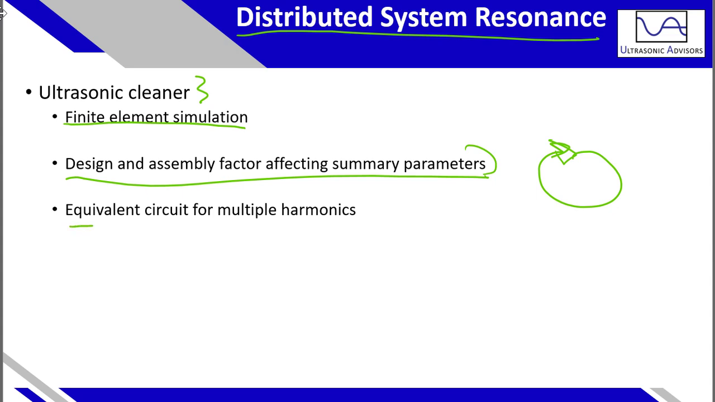Finally, in this section, I'll talk about the equivalent circuit for multiple harmonics. Another feature of a distributed system resonance is not only that the stiffness and the mass is distributed throughout the assembly, and honestly, any device is truly a distributed system resonance, and in certain cases, it can be modeled as 1D, but it really is 2D or even 3D. But how do you take that? So the other aspect of distributed system resonance is that there are multiple harmonics, multiple resonant frequencies of interest.